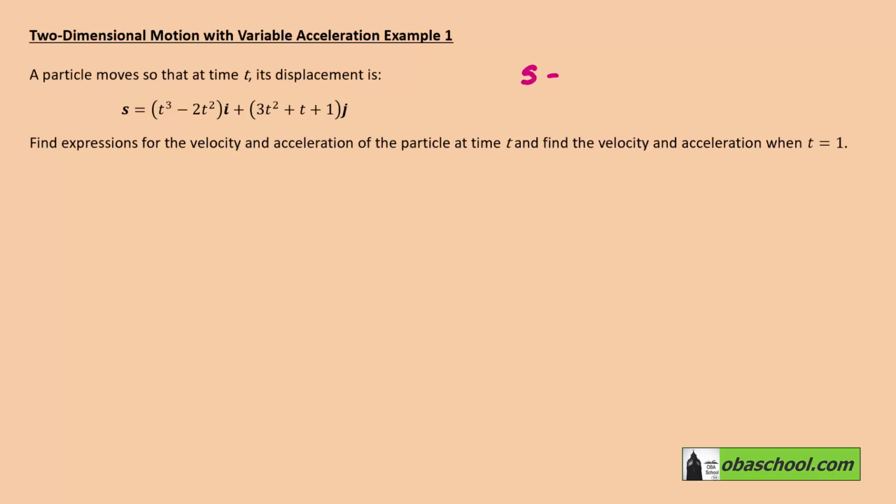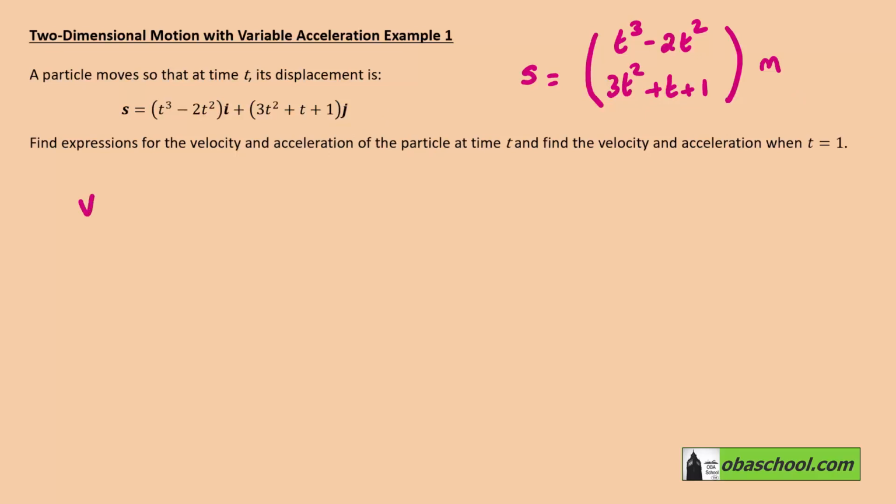we do that, then we would write that s is equal to the column vector t cubed minus 2t squared, 3t squared plus t plus 1. So in the usual way with vectors, the top component is the i component, and the bottom one is the j component. And I'm going to work with these column vectors because I prefer them rather than writing the ij notation.